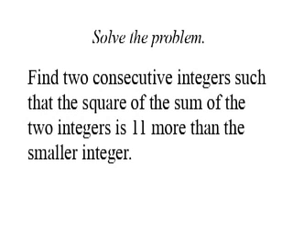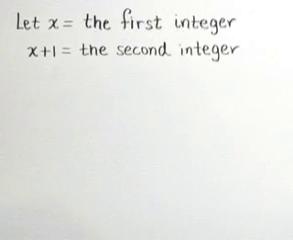Solve the problem. Find two consecutive integers such that the square of the sum of the two integers is 11 more than the smaller integer. Well, we've performed step 1. We've read the problem carefully.